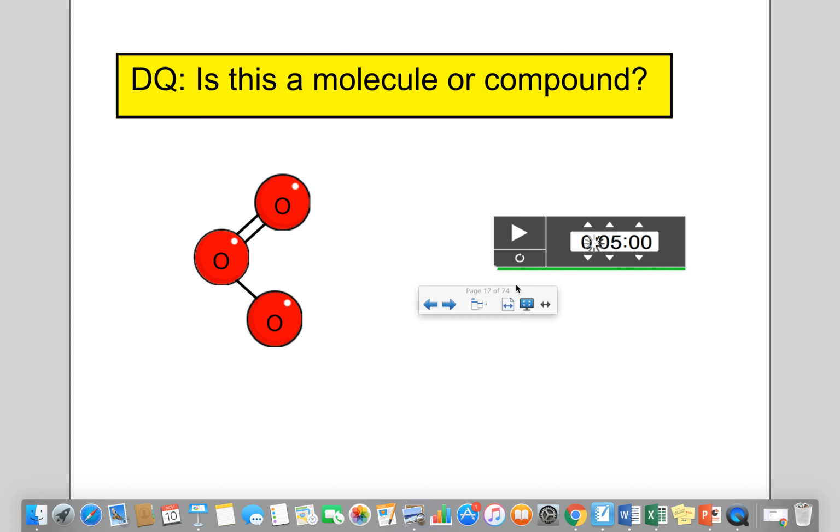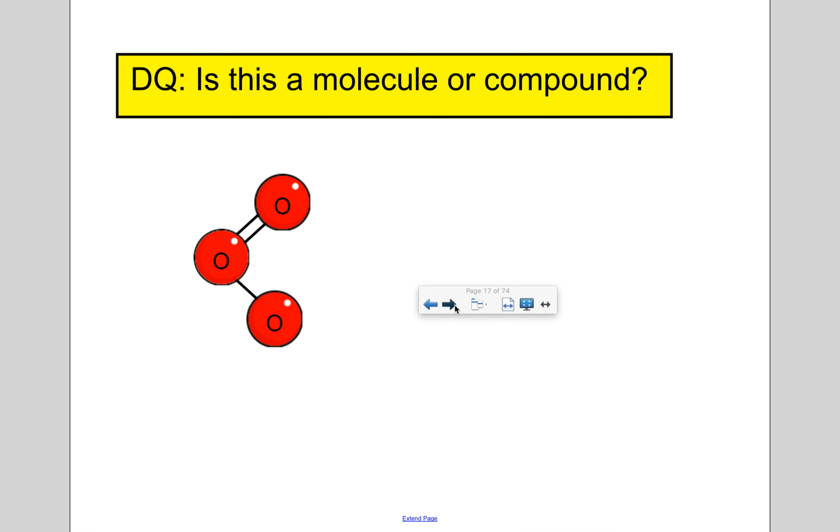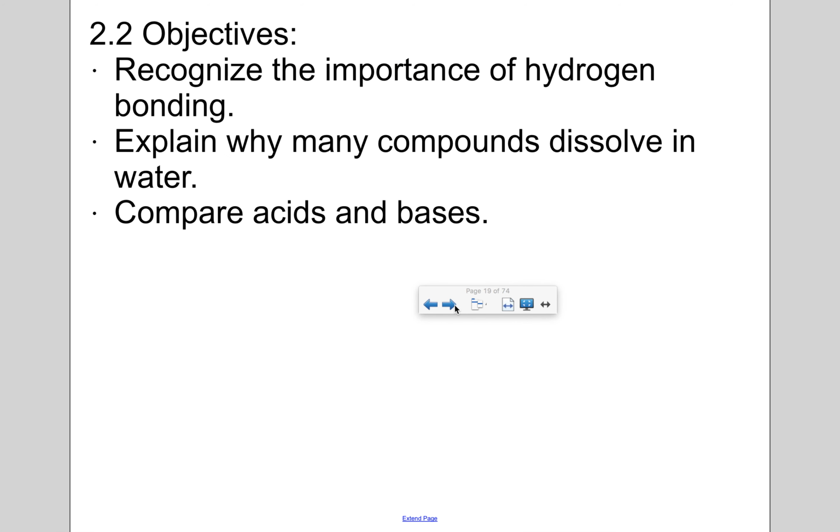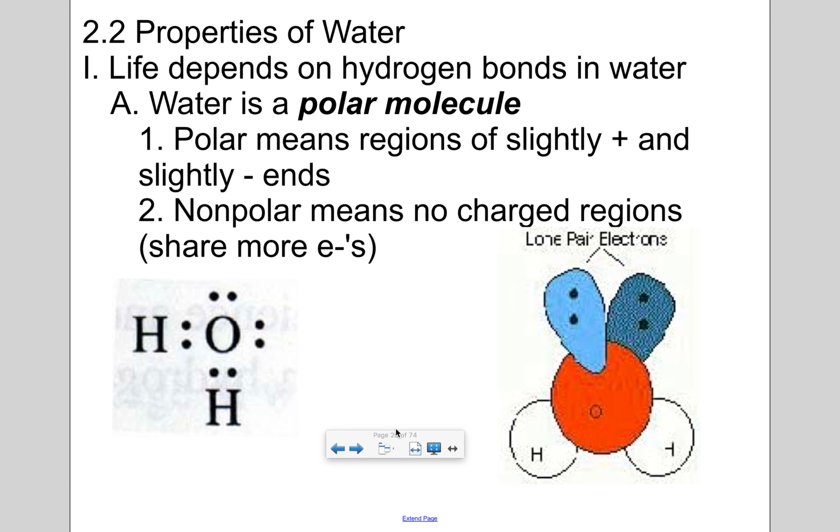All right, moving on to water, properties of water. Okay, so we're going to talk about hydrogen bonds, why they're so important, and then explain the compounds that dissolve in water and compare acids and bases. So the properties of water. Life depends on hydrogen bonds, which are found in water. Water is tied to life. And the reason for that has everything to do with these hydrogen bonds.